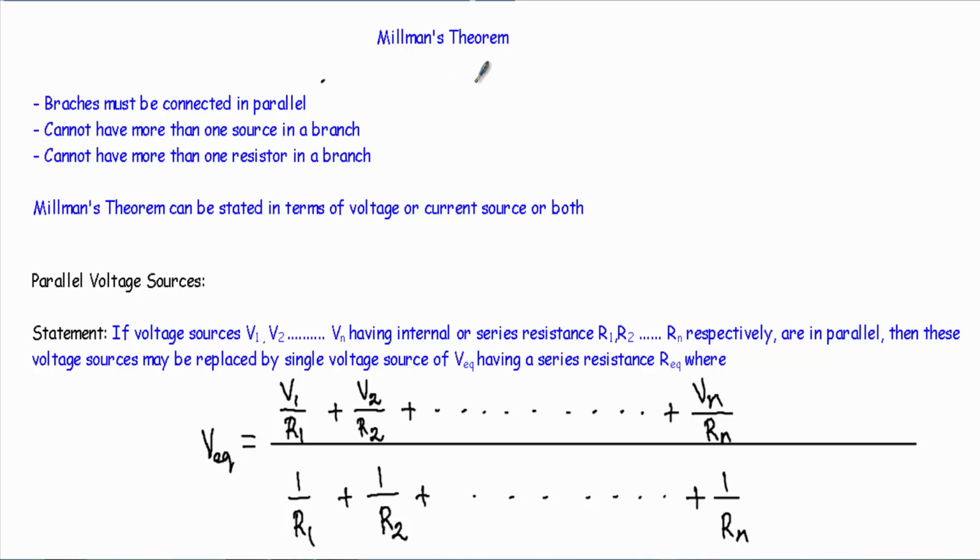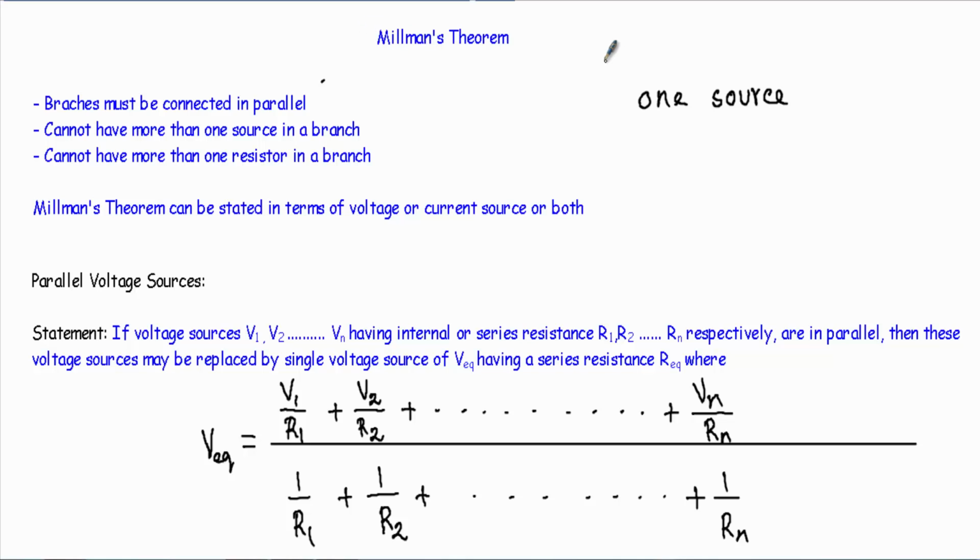So Millman theorem is used to reduce any number of parallel voltage or current sources to an equivalent circuit containing only one source. That means after applying the Millman theorem, the circuit we will get will contain a single source. It could be a voltage source or current source, and it has the advantage of being easier to apply to some networks than mesh analysis, nodal analysis, or superposition theorem.